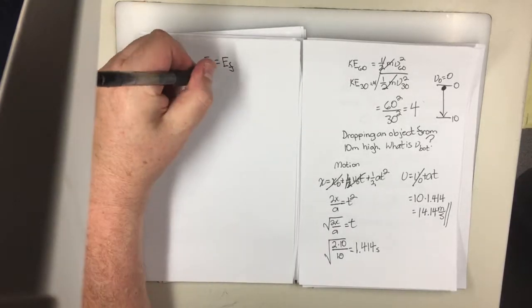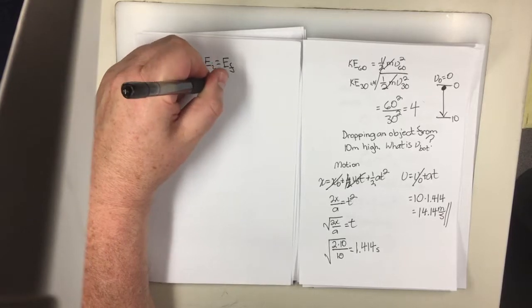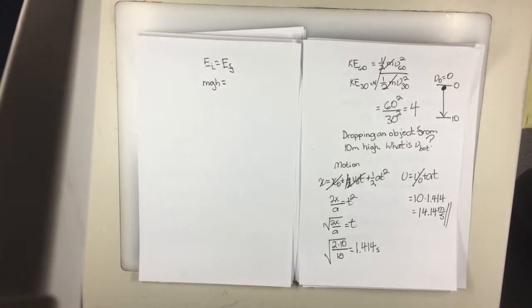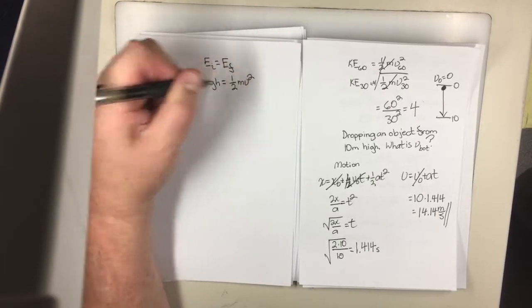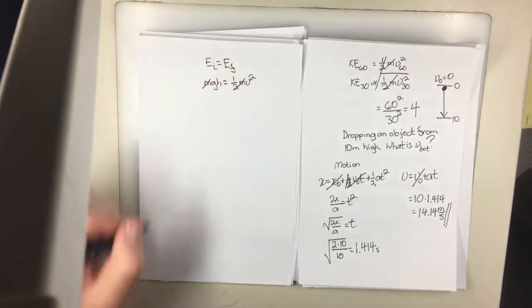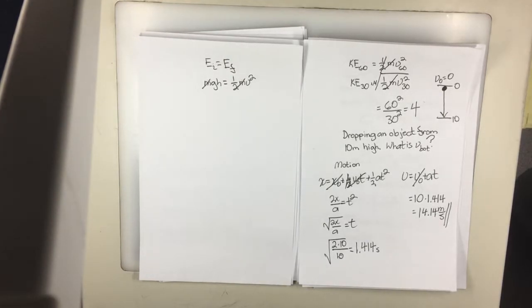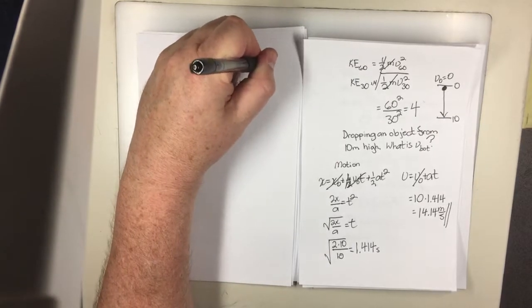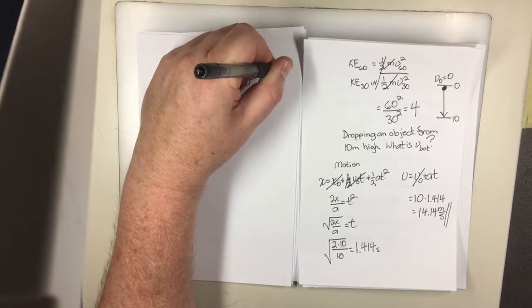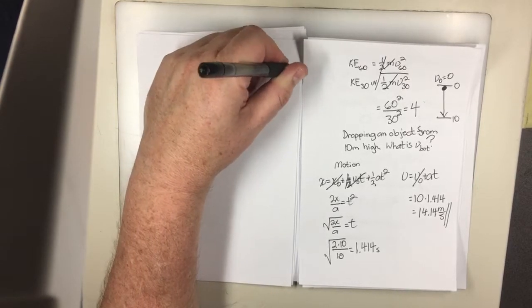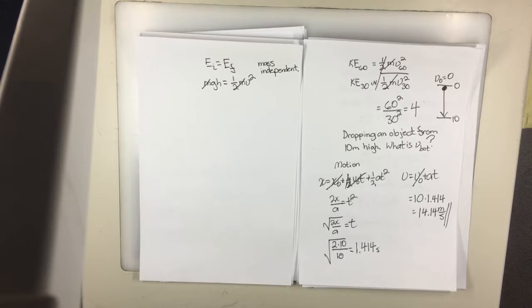My initial energy is the potential energy, mgh. My final energy, my kinetic energy, is 1/2 mv squared. So the m's cancel. One of the things you can see from this, and we'll start throwing these words around, is that it is mass independent. You could drop an elephant or a mouse, and if it falls 10 meters, it's going to have a particular velocity.